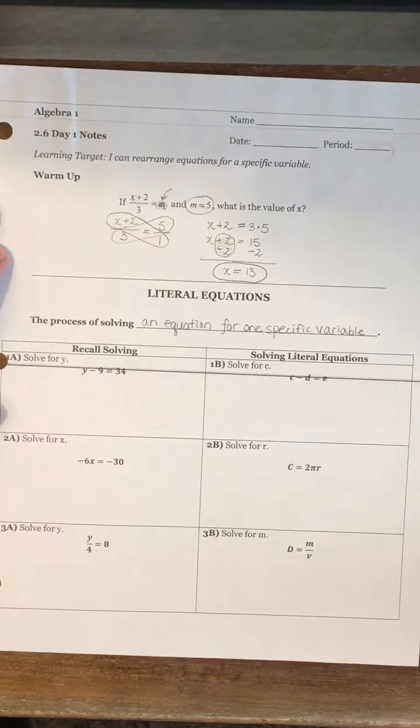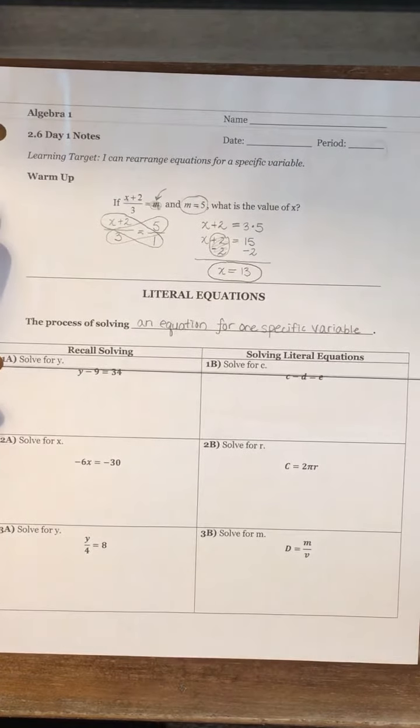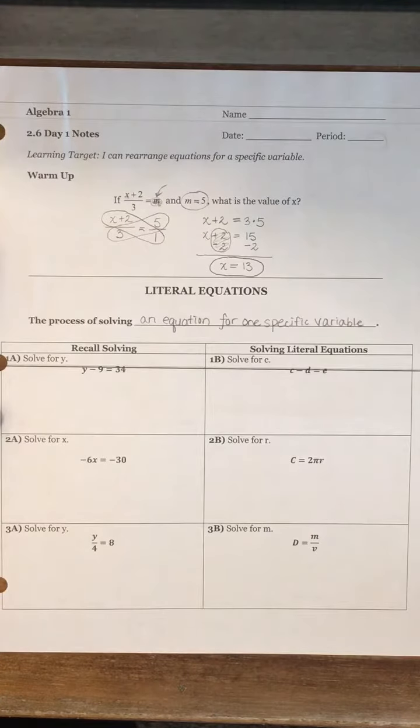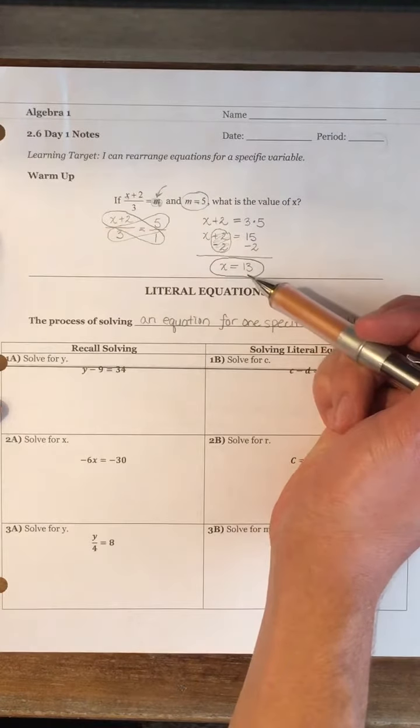But with literal equations, there's going to be more than one variable. There's going to be 1, 2, 3, 4, maybe 5 variables. I don't know. It depends on the question. There's going to be more than one variable, and you're going to have to manipulate the equation in order to solve for a specific variable. And in doing so, you will never know the exact value of the variable that you're trying to solve for because there's more than one variable.